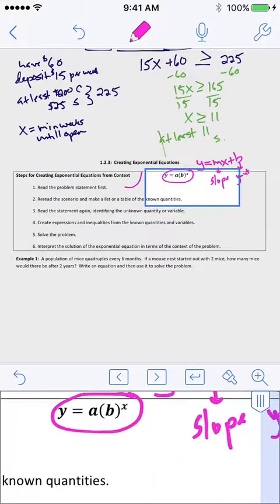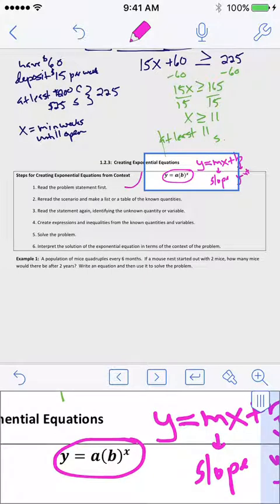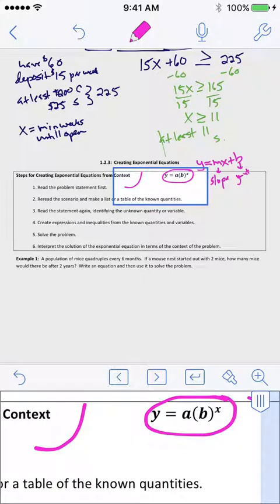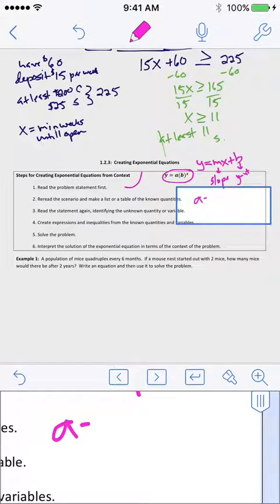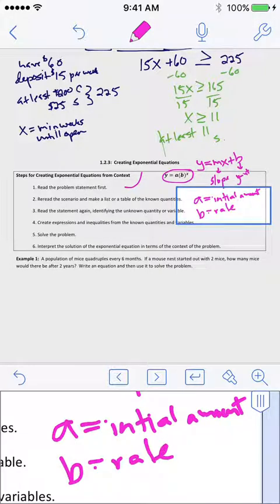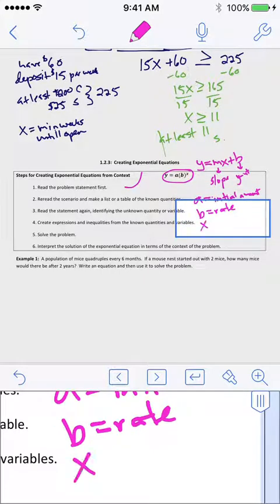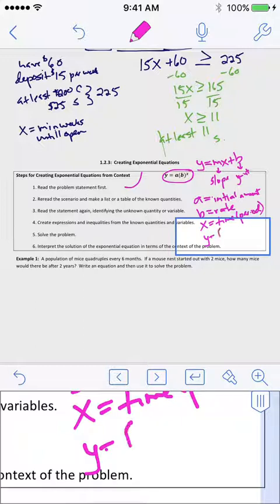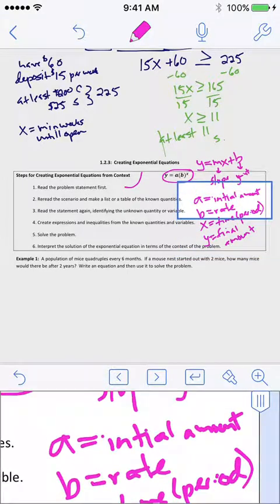So in this general form, each one of those four variables actually has a different definition. With linears, only two of them really meant something, and then x and y depended on the problem. Here, though, all four of them have a very specific definition. A is going to be your initial amount. B is going to be your rate. X is your time, or your time period, and we're going to see that sometimes this needs to get adjusted. And then y is going to be your final amount.